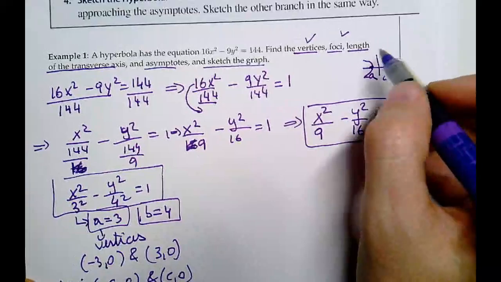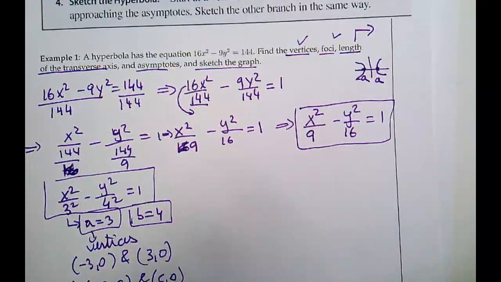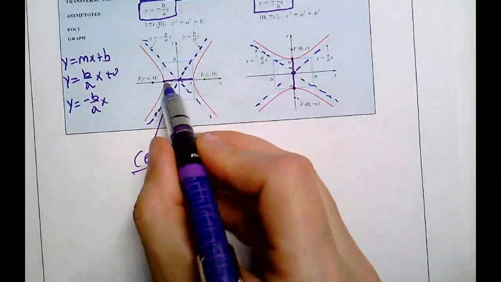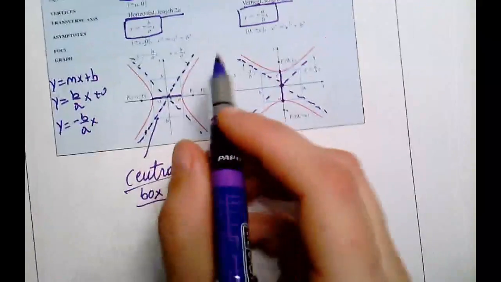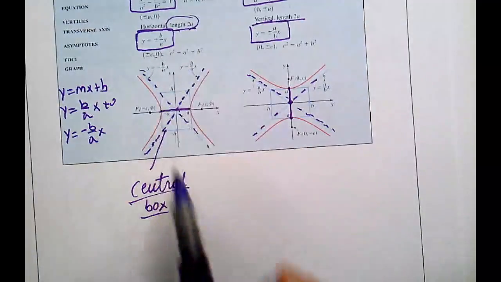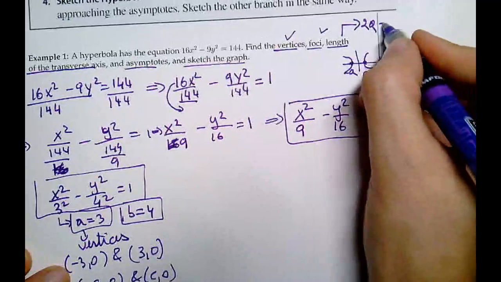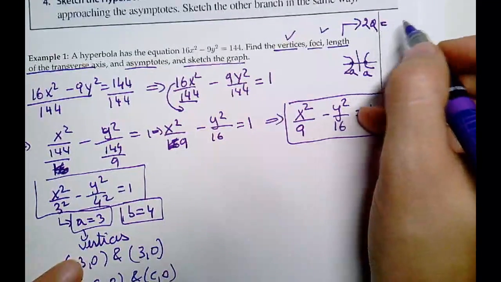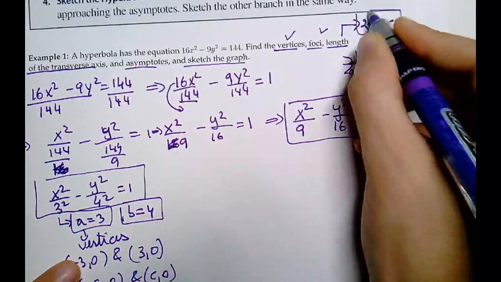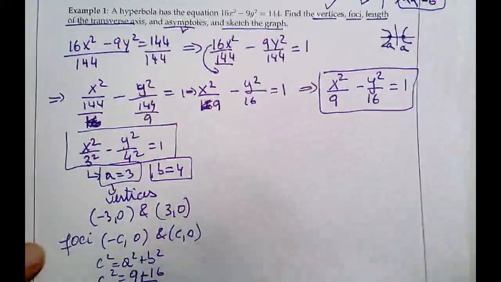What about the length of the transverse axis? Well, the length of the transverse axis, it's the horizontal distance between the vertices. So it's 2 times a. This is the formula for it. So this is just going to be 2 times a, where a is 3. So it's going to be 6. Let's find the asymptotes and then sketch the graph.